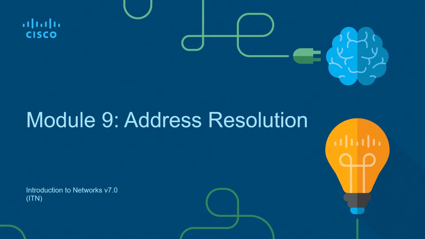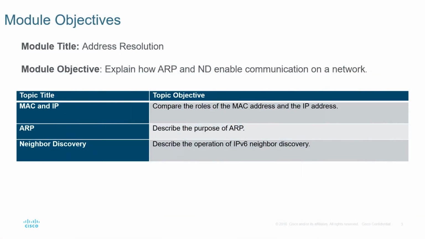This is Module 9 entitled Address Resolution. In this module, we are going to talk about ARP, Address Resolution Protocol. We'll compare the roles of the MAC address and the IP address, describe the purpose of ARP, and describe the operation of IPv6 neighbor discovery.